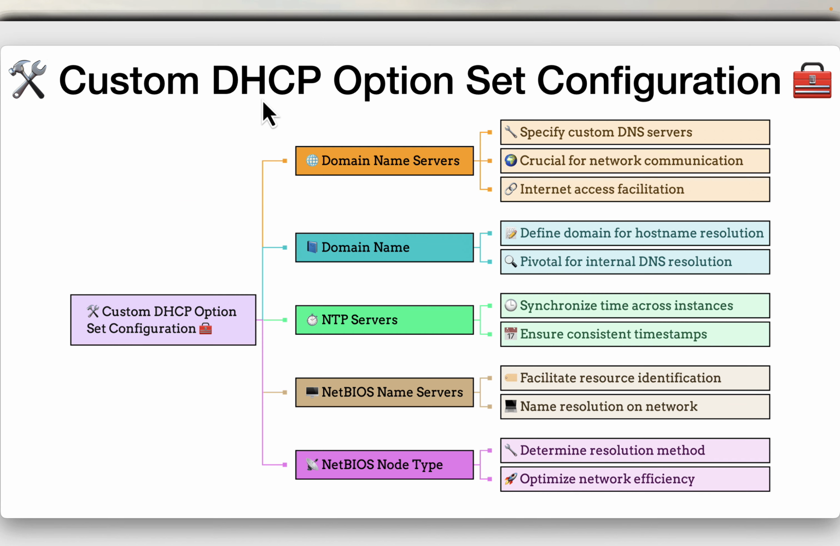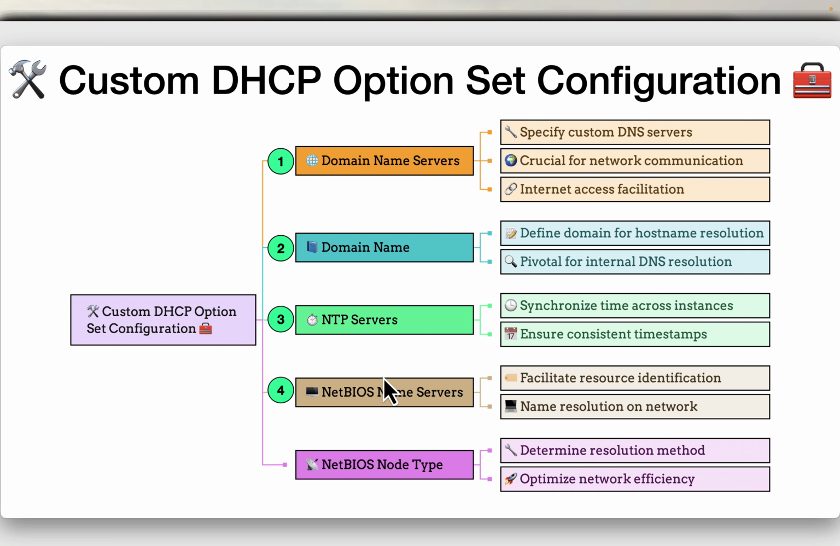Okay, now let's see custom DHCP option set configuration. First, domain name servers. You can specify a custom DNS server for domain name resolution. Next, domain name. You can define the domain name used by clients when resolving host names, and this is significant for the internal DNS resolution process. Next is NTP servers. You can configure NTP servers to synchronize the time across all instances. This will ensure consistent times for all operations.